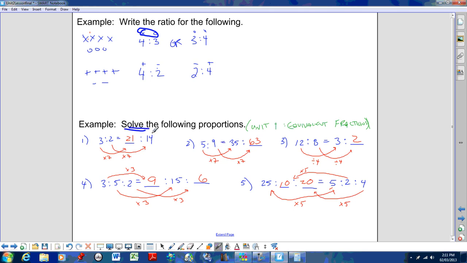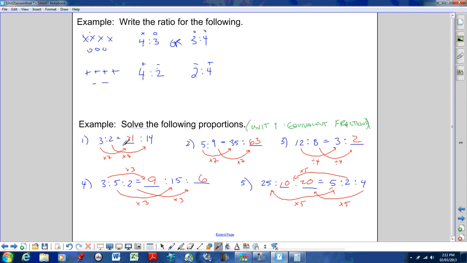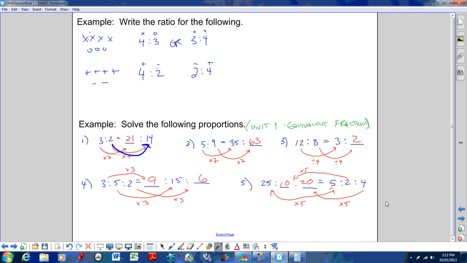So then we did some solving the following proportions. And it's kind of like equivalent fractions from the first unit. So my red is my unknowns, so you're basically matching up. How did the 2 become a 14? Well, I had to multiply that by 7, so I also have to multiply the other term by 7. And we filled in our blanks. So that's where we left it with the previous lesson.